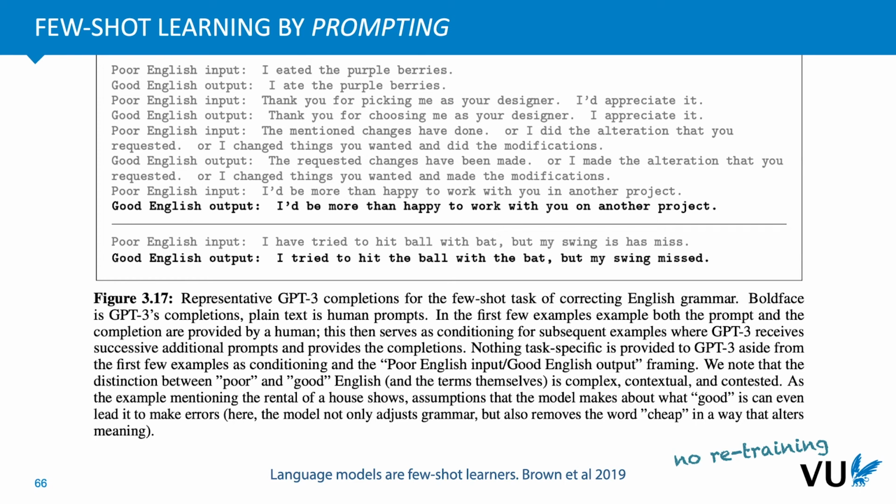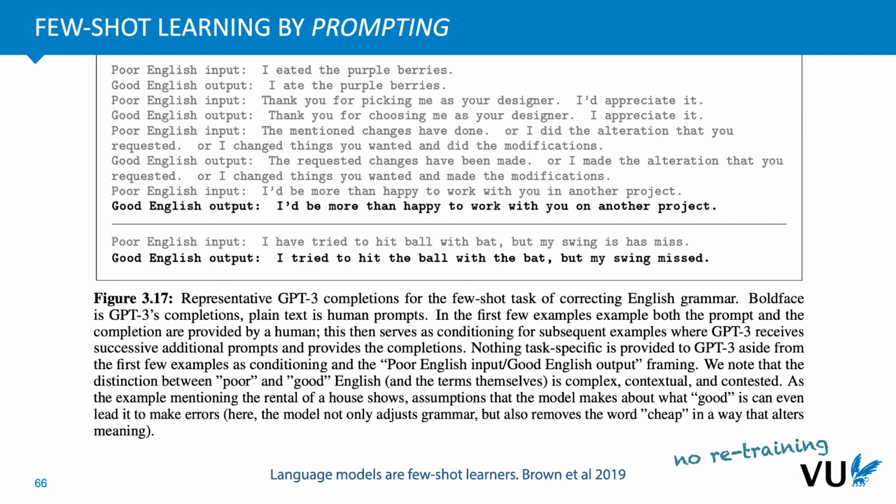So at the start of the sequence, we add a few examples of the kind of thing we're expecting, and then we add half an example that we want completed, and then we let the model complete it. So here the task is to take a poor English input and turn it into a good English input, and we simply feed the model with a prompt, which is shown in gray here, of a couple of poor English inputs followed by their corrected versions.